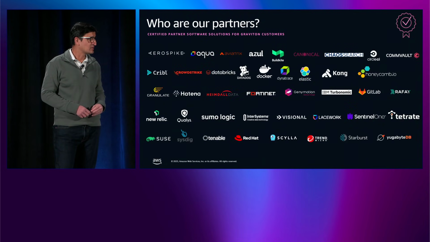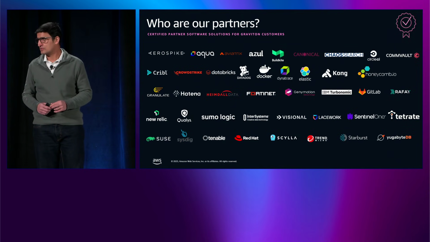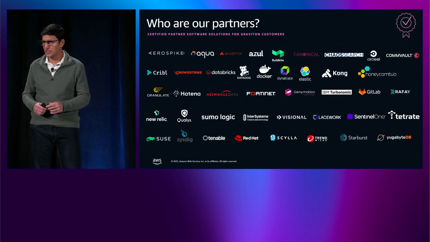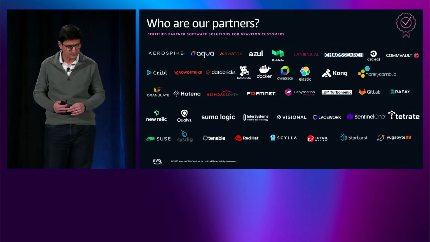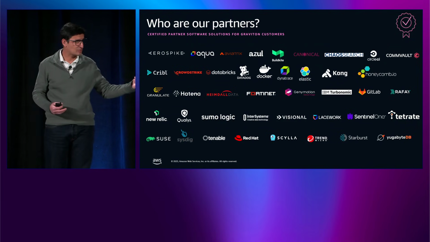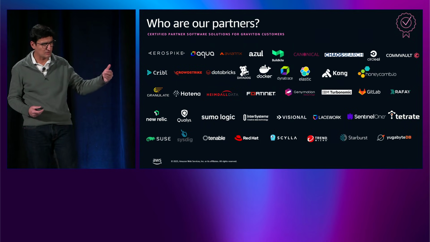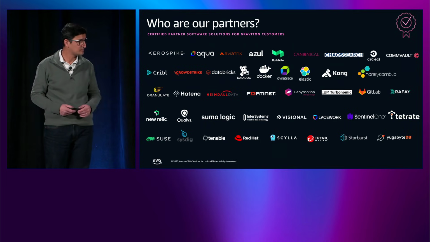We also have partners that have certified their software on Graviton. And these applications range from observability, databases, security, analytics, and DevOps. And here's a list of some of these key partners. And what this means is that you can run the same commercial software that you run today on Graviton with no functional gaps.